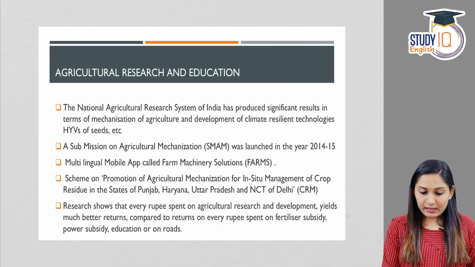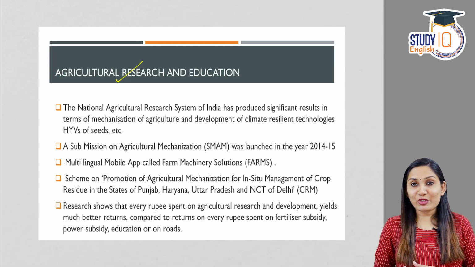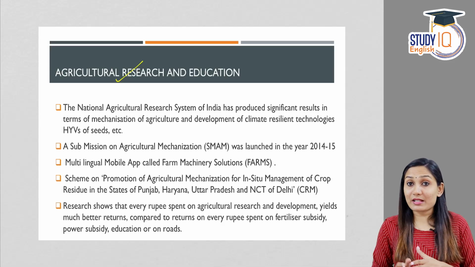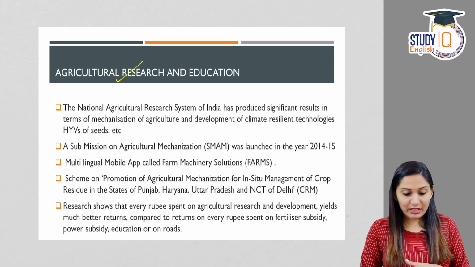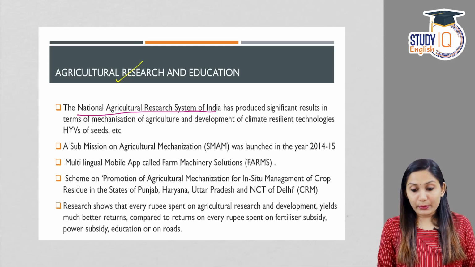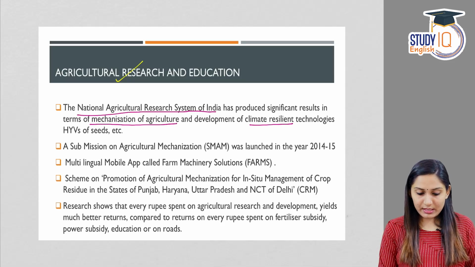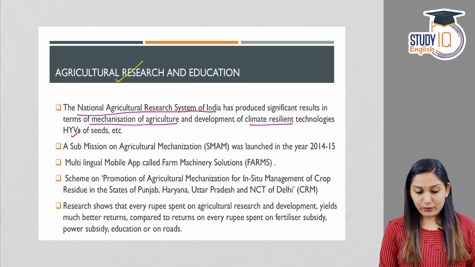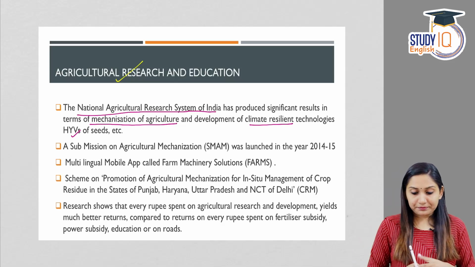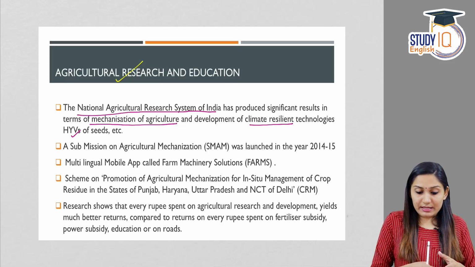Next is agricultural research and education. Coming to the government initiatives on agricultural research and education, what is the status? The National Agricultural Research System of India has produced significant results in terms of mechanization of agriculture and development of climate resilient technologies and HYVs of seeds. They have produced remarkable results.